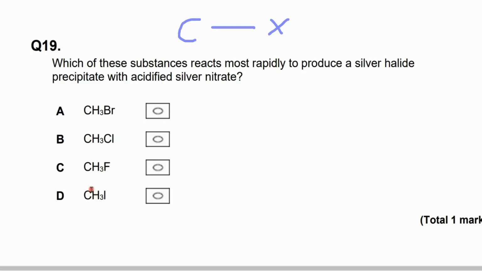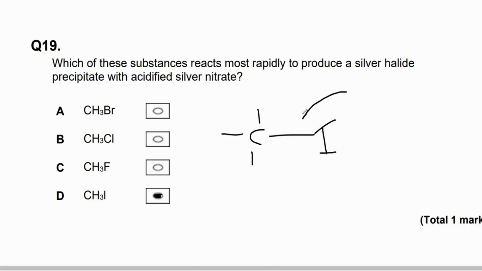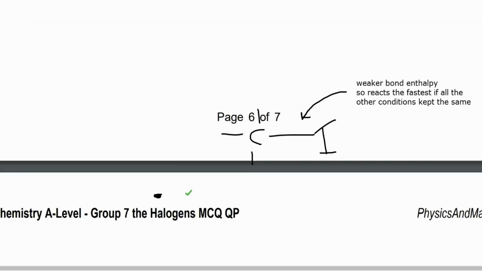And that means the carbon halide bond that's the easiest to break apart will be the one that most rapidly forms a precipitate with silver nitrate, because it forms the halide ions which react with the Ag+. And what we'll find is that the iodine carbon bond has the weakest bond enthalpy, the lowest amount of energy needed to break that bond, so it reacts the fastest of all these haloalkanes. Awesome. Of course, that's saying if all the conditions are kept the same.